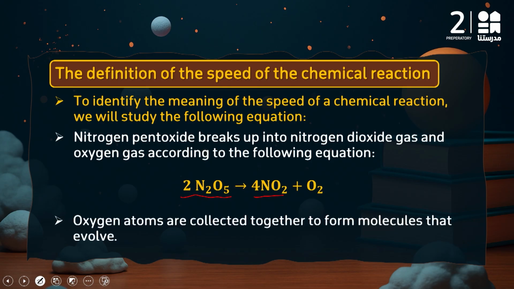So this equation is with us. He can ask you about the decomposition of nitrogen pentoxide, produce dots and dots. So you say produce nitrogen dioxide and oxygen gas. And another question: write the balanced chemical equation of decomposition of nitrogen pentoxide. Okay. Oxygen atoms are collected together to form molecules that evolve.